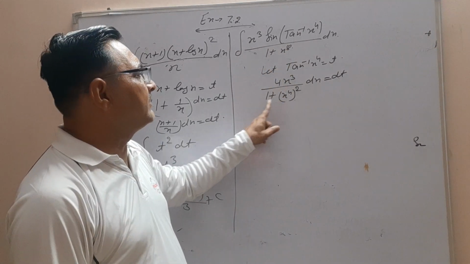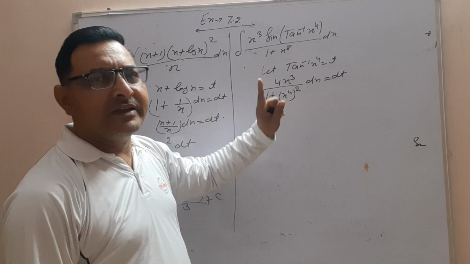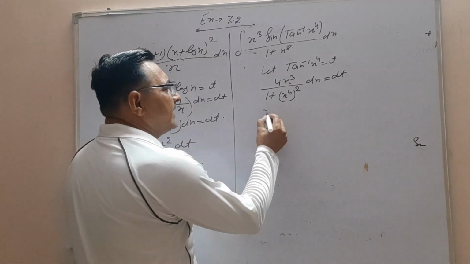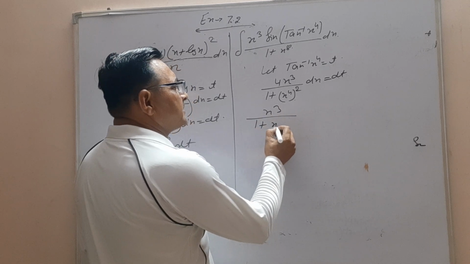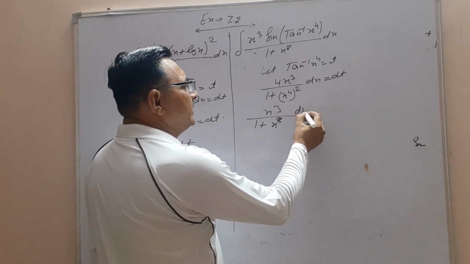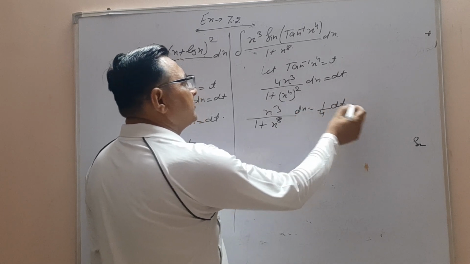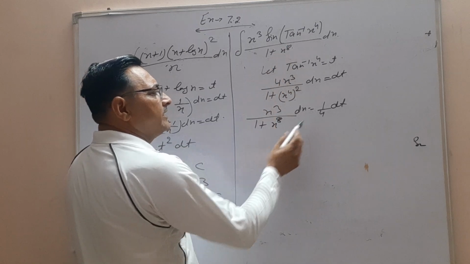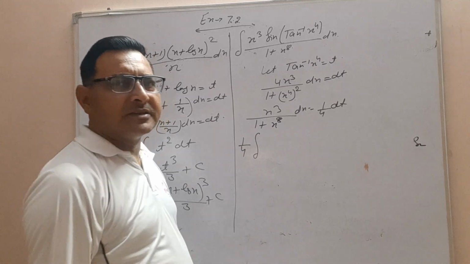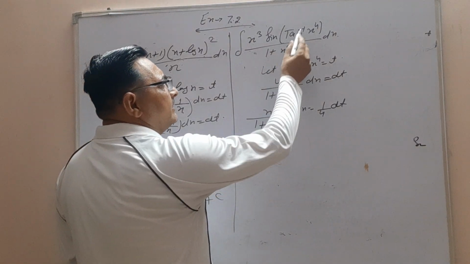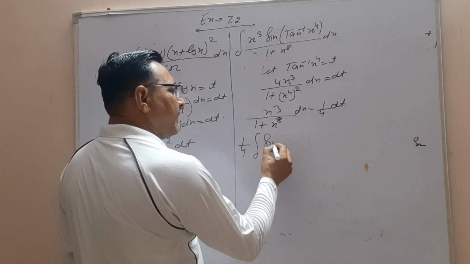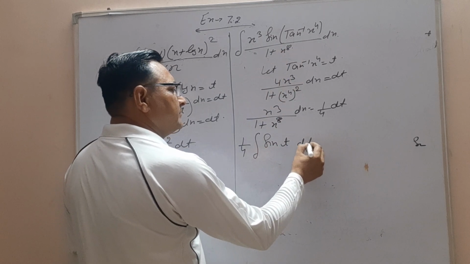So here x cube upon 1 plus x power 8, and this 4 you will cross multiply. So you will get here x cube upon 1 plus, by the exponent rule, x power 8, into dx is equal to 1 by 4 into dt. 1 by 4 you can take outside the sign of integration. And this is t, the function is sine, so it will be sine t, sine t into dt.